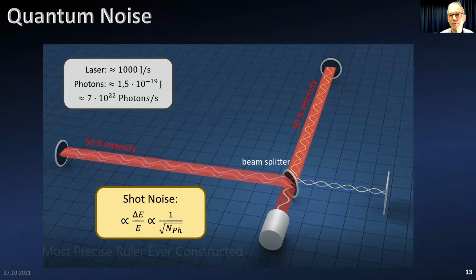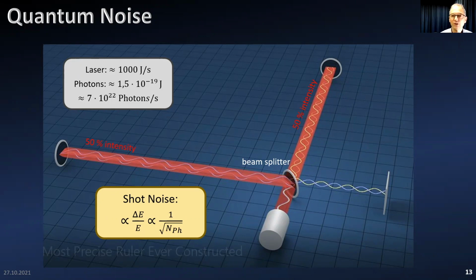And then when the beam comes back and is overlaid with the other beam, the destructive interference is no longer perfect. And you will see fluctuations on the output, which are proportional to the statistical fluctuation of the number of photons in the laser beam. This is called the shot noise. And as is always the case in large number statistics, Gaussian statistics, the relative fluctuation decreases with 1 over the square root of the number of photons.